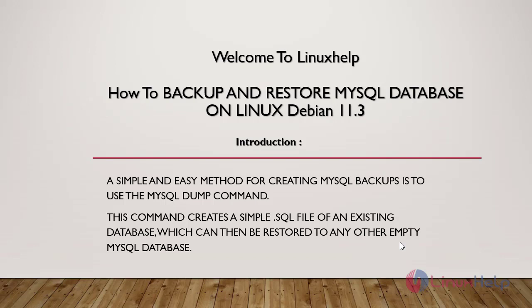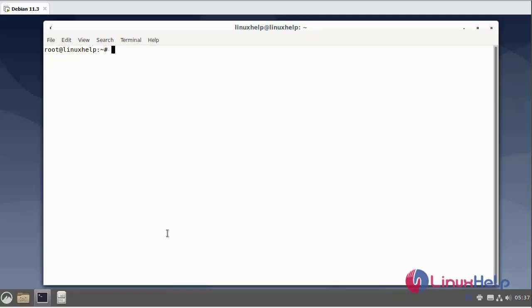Debian version 11.3. A simple and easy method for creating MySQL backups is to use the mysqldump command. This command creates a simple .sql file of an existing database, which can then be restored to any other empty MySQL database. First, I will install the MariaDB server.